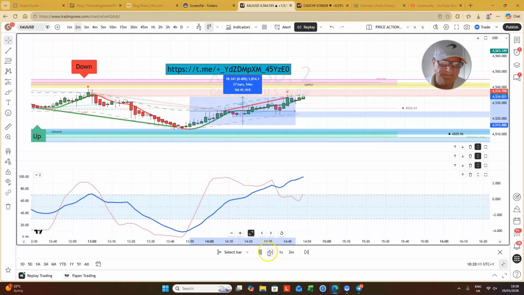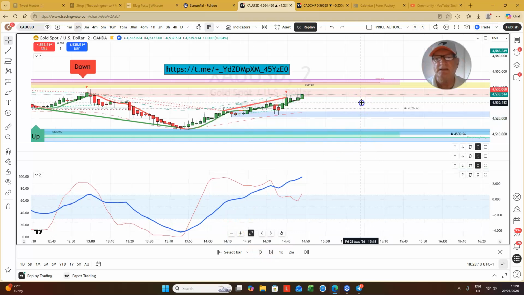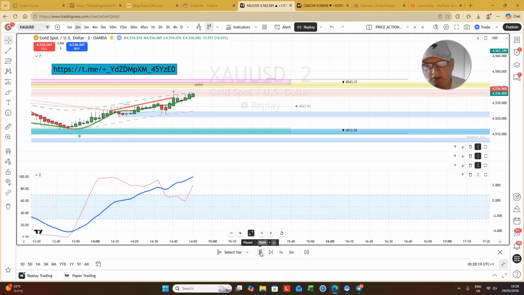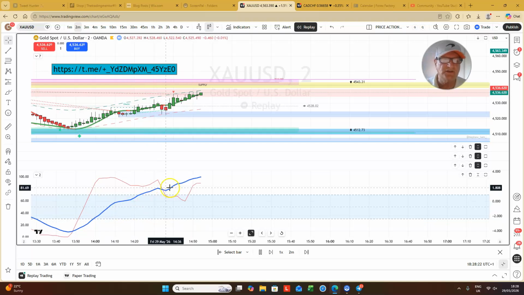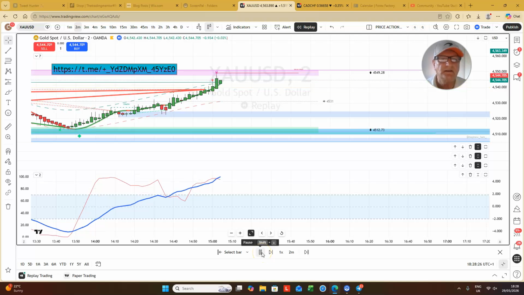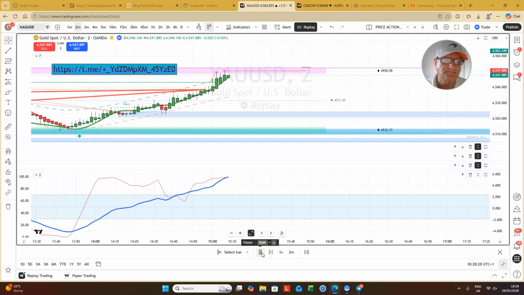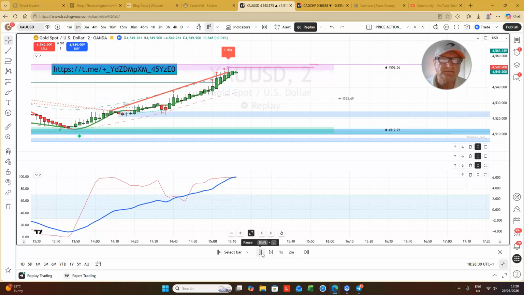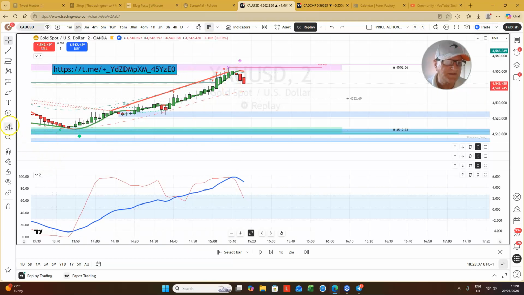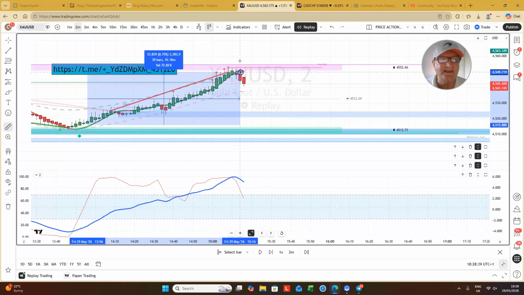181 pips. Back into supply, with divergence. The red line is negative divergence. Wait for the cross down. Cross down. Held on to that position there. That is 338 pips.